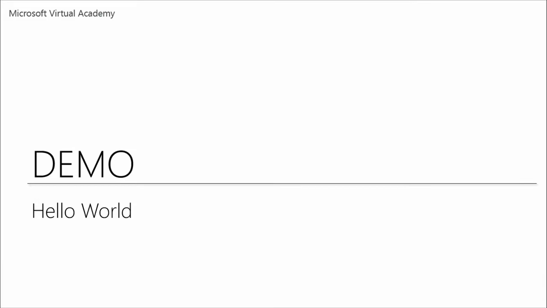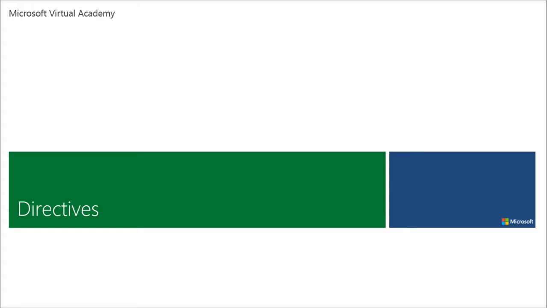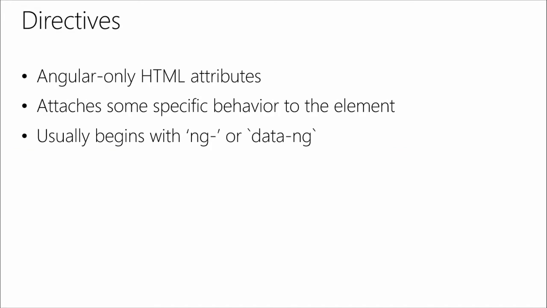So now that we've done a tiny hello world, let's actually go through and talk about exactly what we did. The first thing that we'll talk about are directives. Directives are those Angular-only HTML attributes that we add into our application. If you think back to our hello world, when we called ng-app or ng-model, those are basically directives. You put them in your HTML tag just to denote that this is an element that we're going to use with Angular, and it'll attach some specific behavior to the element.